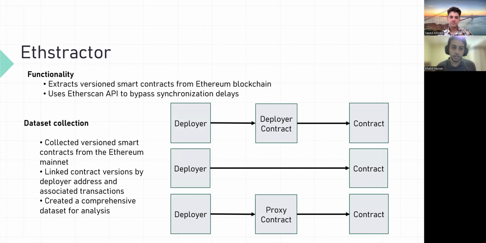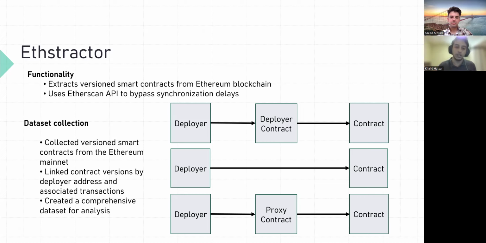So starting off with Ethstractor, this tool uses the Etherscan API for interacting with the Ethereum blockchain. We use the Etherscan API to circumvent the synchronization delays that would be associated with actually setting up a full Ethereum node. Using Ethstractor, we collected our data set, and this was done by analyzing the transactions that are associated with the deployer and some smart contract.